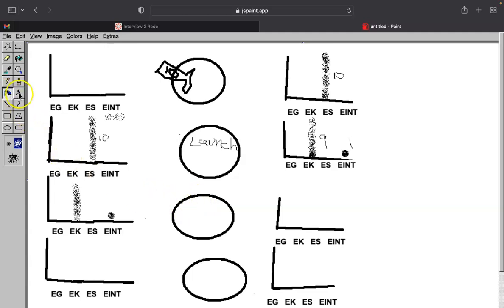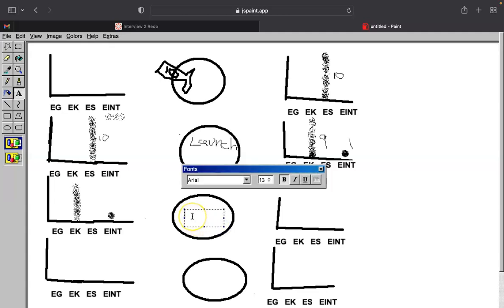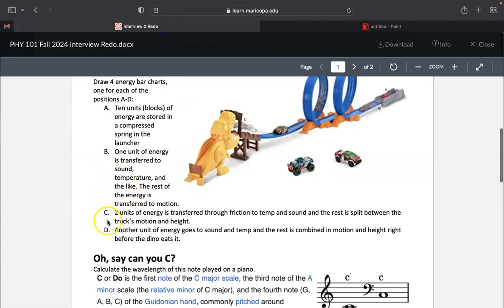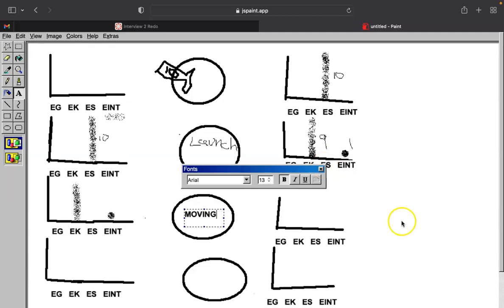So then here, we're going to do moving. We're going to put moving here. I'm going to write it just so it looks a little better. Moving, because we're moving, and then this is C. So because we're moving, 2 units of energy are going to be transferred through friction and temp and sound, and the rest is split between motion and height. All right. So I think that it's going to be more in motion than it is going to be in height, and the height is going to create the more motion.